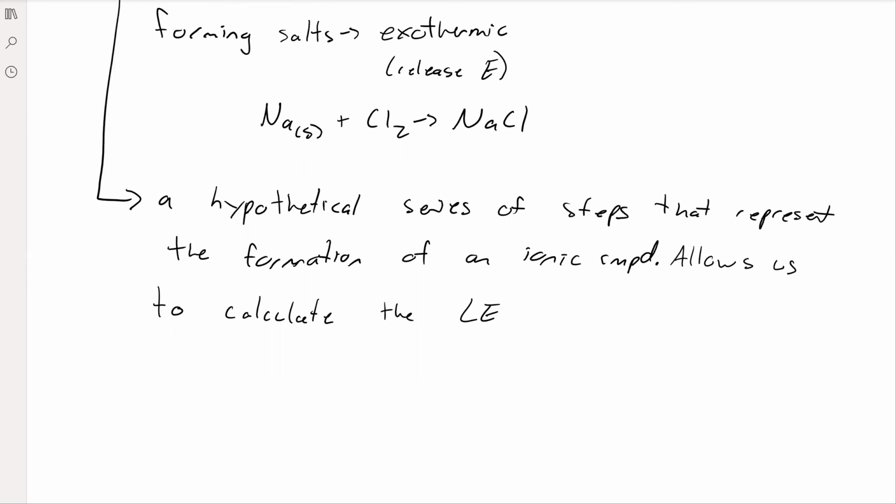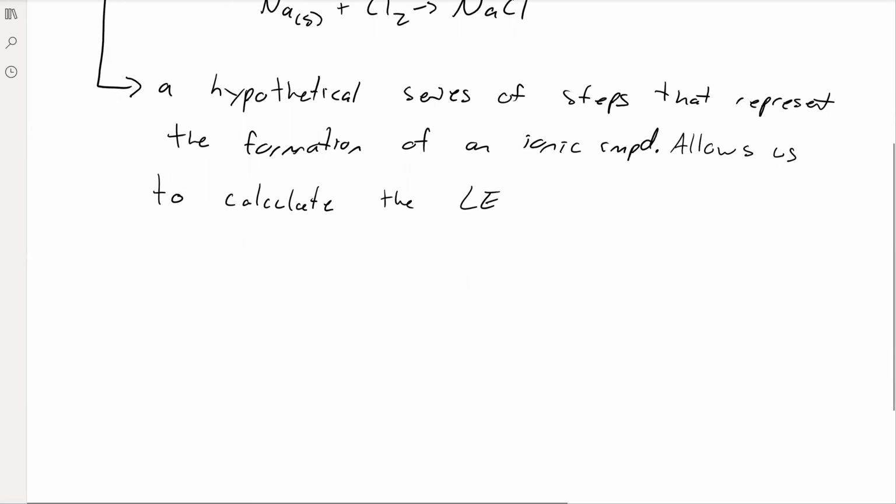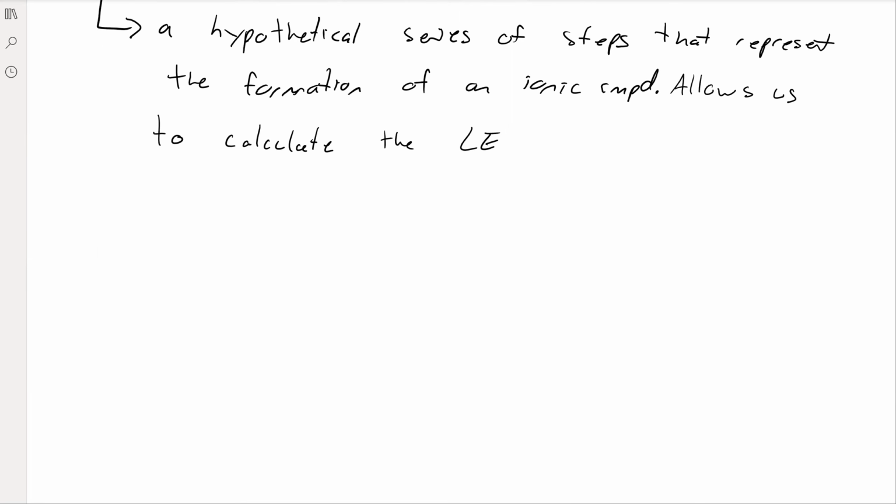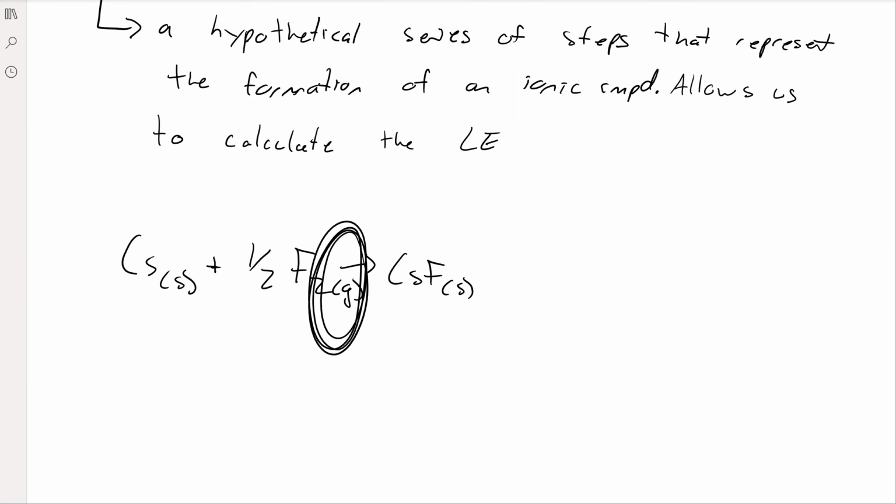And so if we calculate the lattice energy for a bunch of different salts, we can figure out which of these salts are more stable or less stable. So for example, if we have cesium solid combining with half an F2, we'll learn later on that all of our halogens are always diatomic elements. So it's always like F2, Cl2, Br2, that kind of thing. And they'll combine to form one cesium fluoride as a solid. The halogens are also always gases.